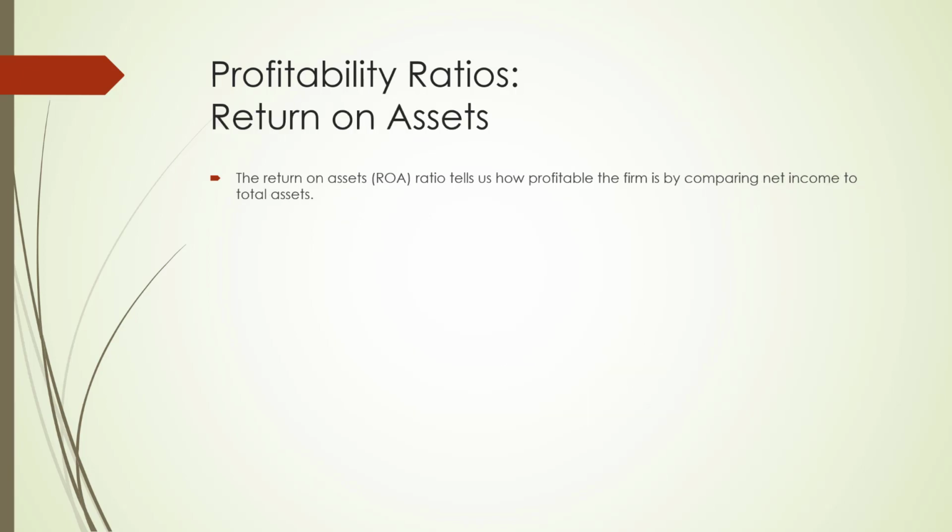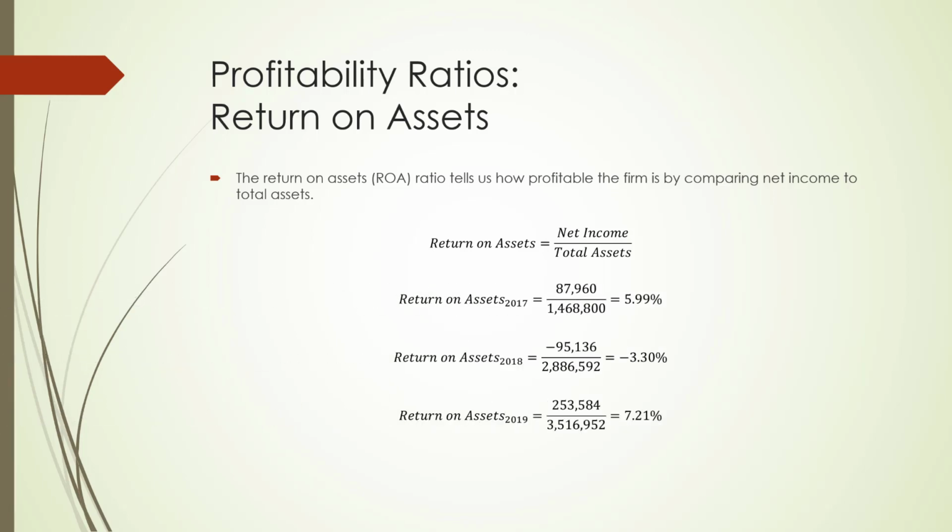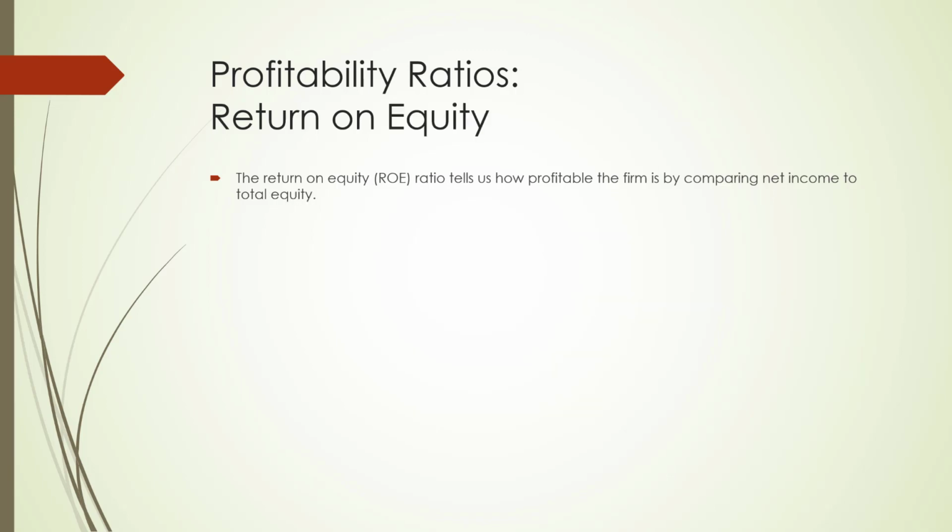Return on assets is a very widely used measure of profitability, and simply it is net income divided by total assets. And you can see it was about 6% in 2017. It was negative in 2018 because net income was negative, and then it's expected to rise to about 7.25% in 2019.